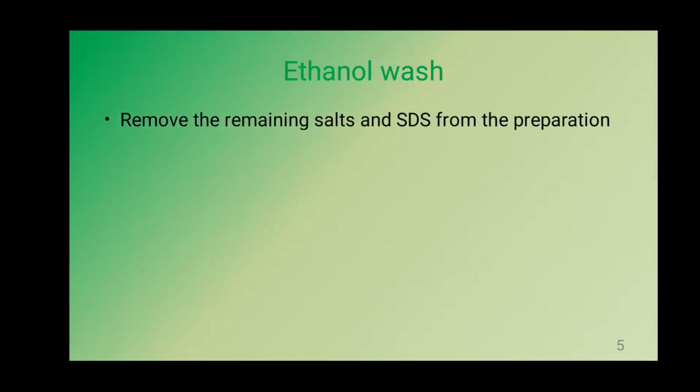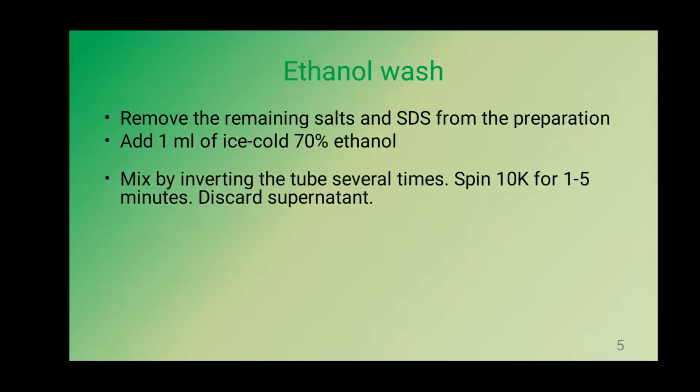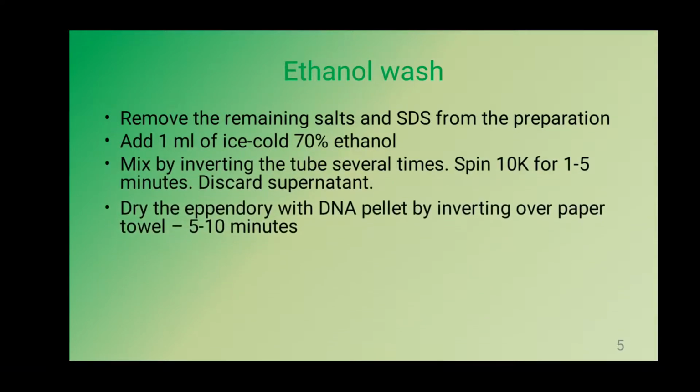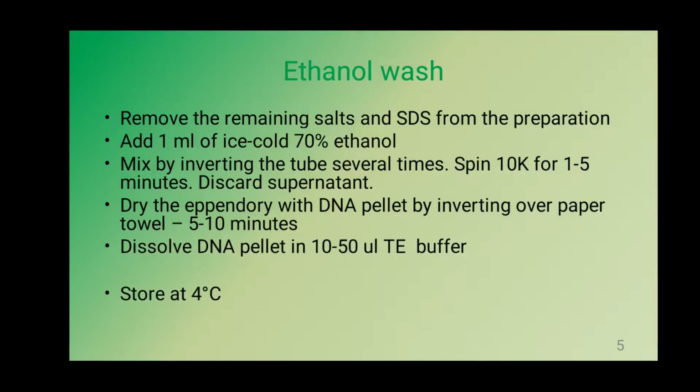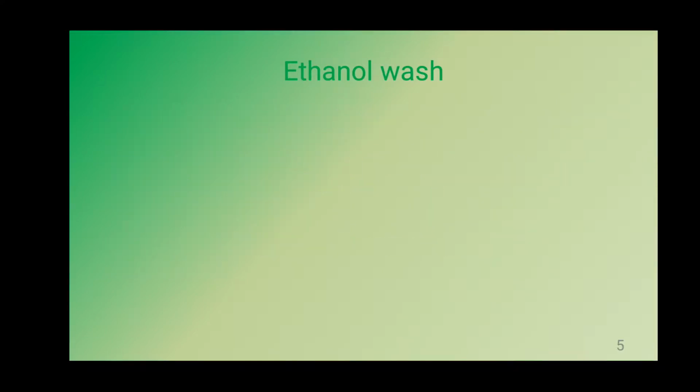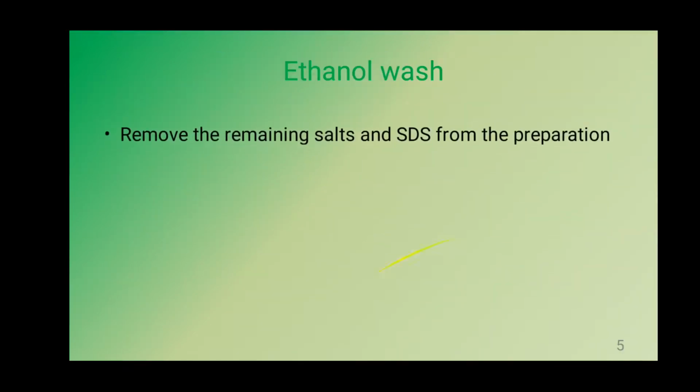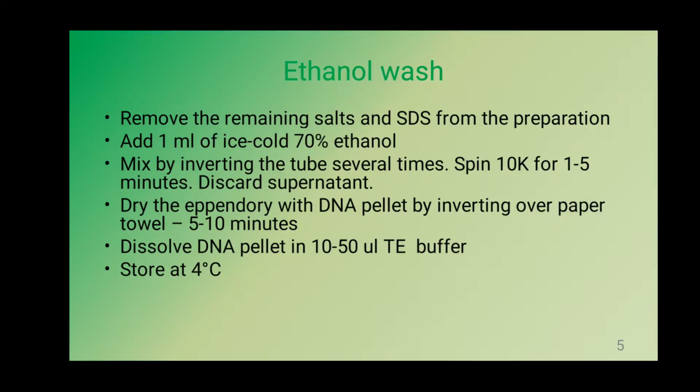Now we will see the protocol for the ethanol wash. The pelleted DNA contains trace amounts of detergents such as SDS and other chemicals. We have to eliminate these. For that purpose, 1 ml of ice cold 70% ethanol is added to the pellet and mixed thoroughly by inverting the tube several times. Then it is centrifuged at 10,000 rpm for 5 minutes, the supernatant containing unwanted salt is discarded, and the pellet is inverted and air dried for 5 to 10 minutes.